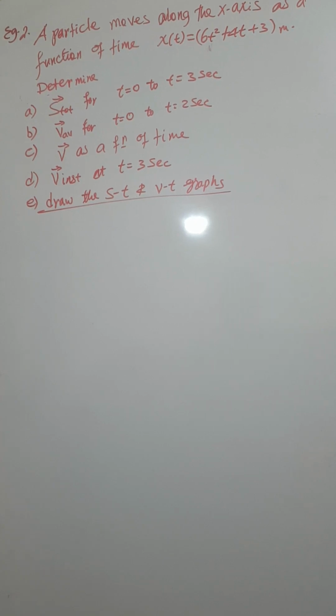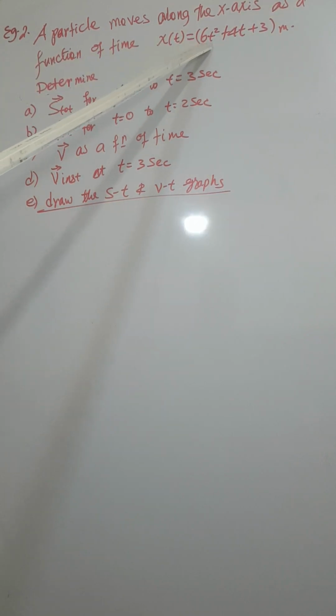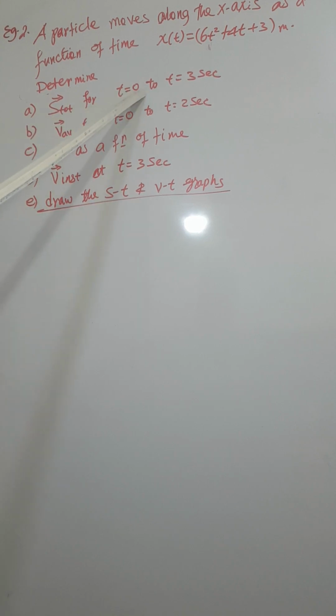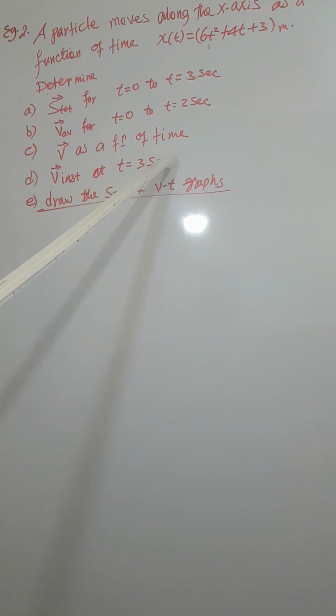Now, example 2 on kinematics and dynamics of particles. The example says a particle moves along the x-axis as a function of time, x(t) is equal to 6t squared plus 4t plus 3 meter. Then determine total displacement for the time interval of 0 to 3 seconds, average velocity for the time interval of 0 to 2 seconds, velocity as a function of time, instantaneous velocity at t equal to 3 seconds, and finally draw the x-t and v-t graphs.